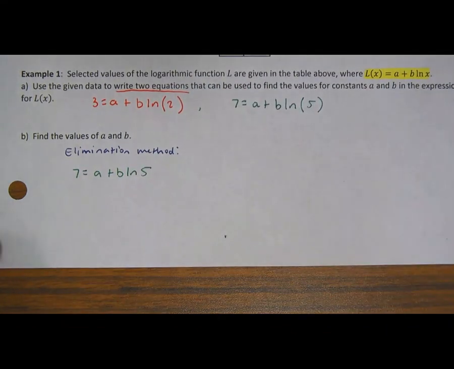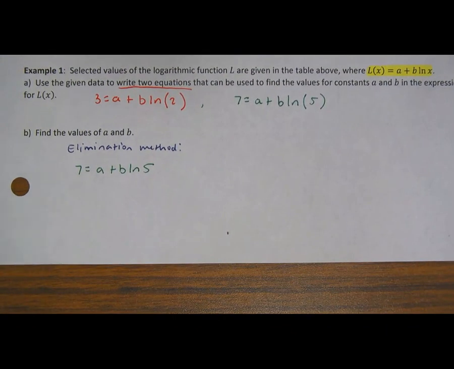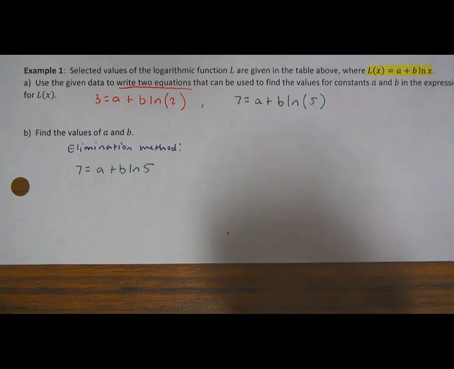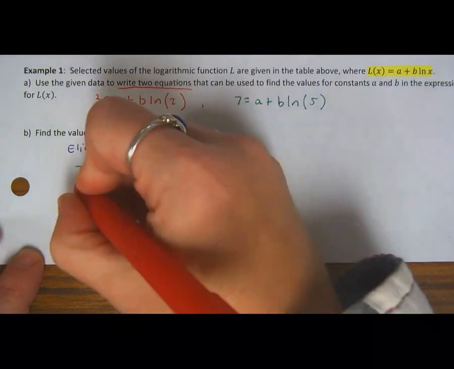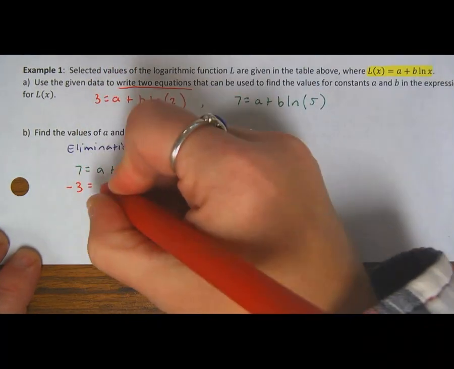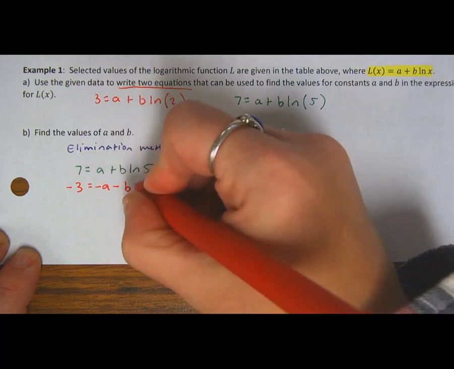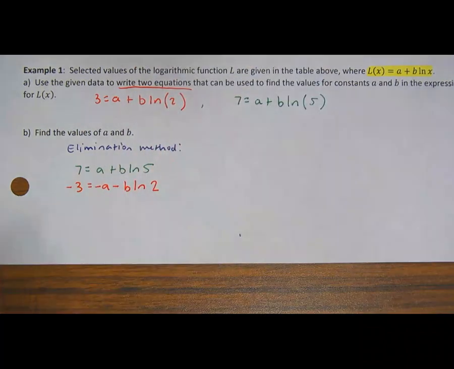And I'm going to put the red equation under it, but I'm going to change all the signs. You're going to tell me why I'm doing this. So I'm taking that 3 equals a plus b ln 2, and I'm going to change it to negative 3 equals negative a minus b times natural log of 2. Why did I do that?